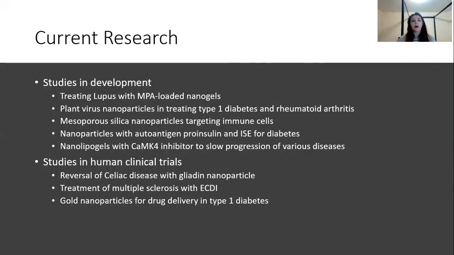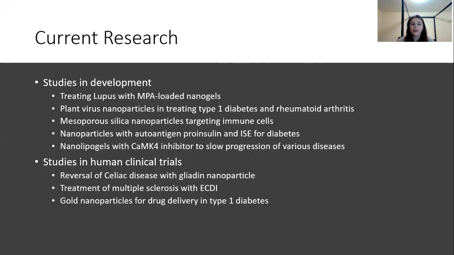So there's currently a bunch of studies in development, and this is where the bulk of nanomedicine and nanotechnology, the use of nanoparticles, lies: in this development and research phase. Some studies currently in development are treating lupus with MPA-loaded nanogels. MPA, which is an acid, has been injected into mice with lupus and has shown an increase in median survival time, as well as prolonging the damage to the kidneys, which is a huge problem in lupus.